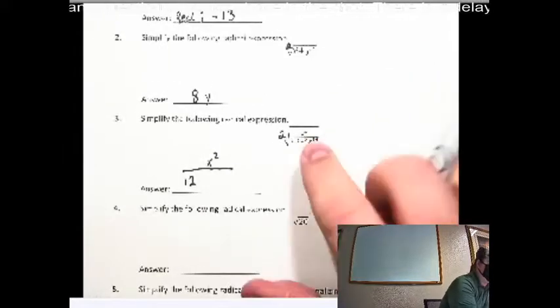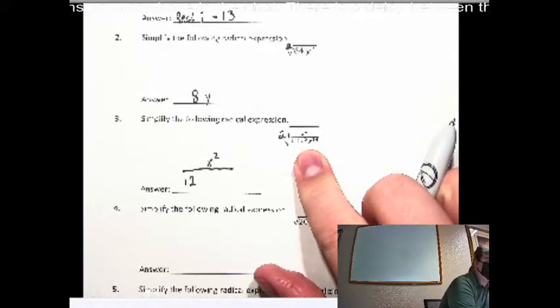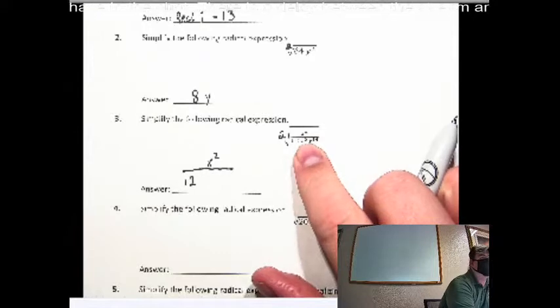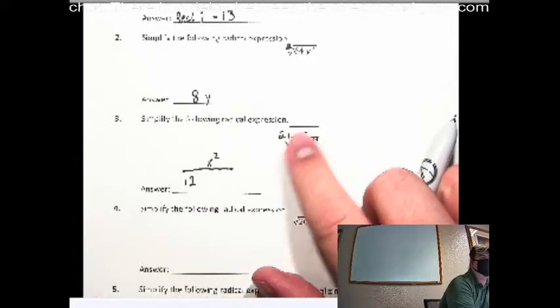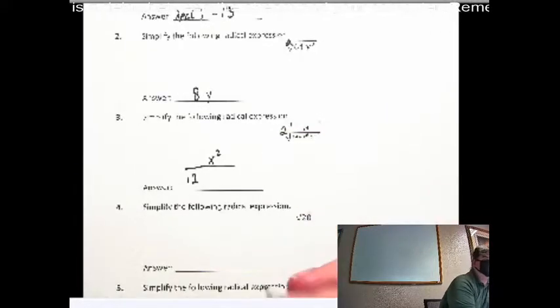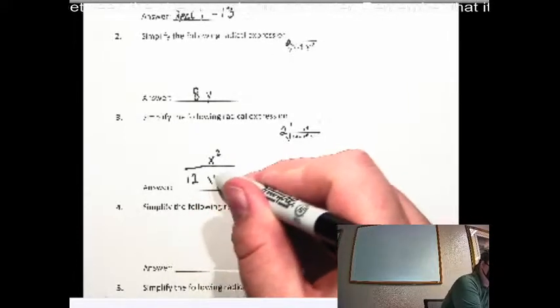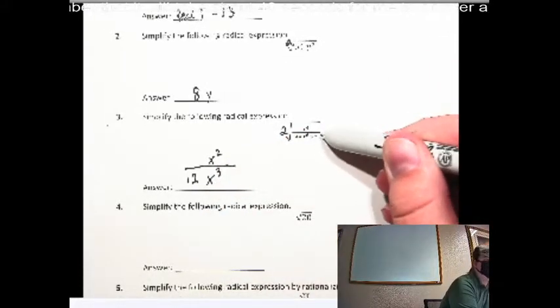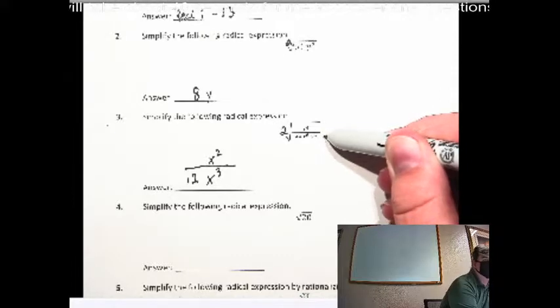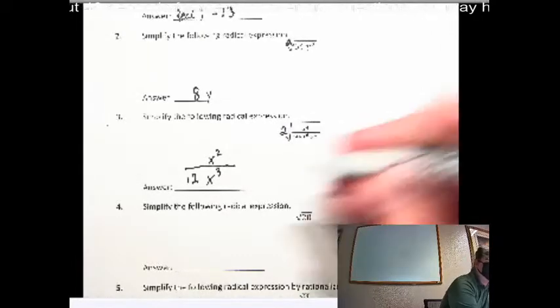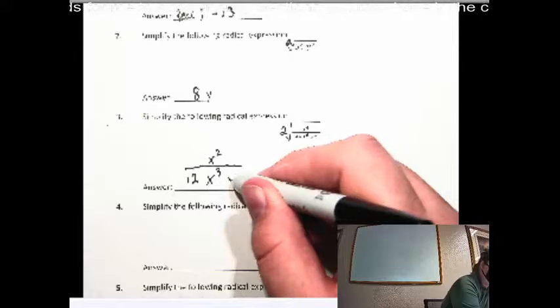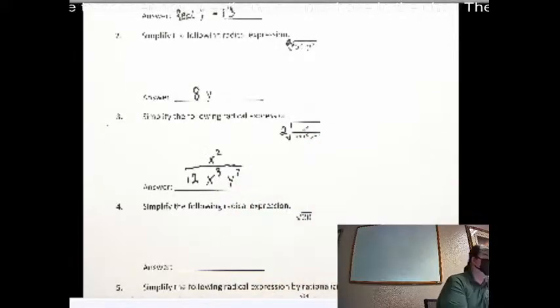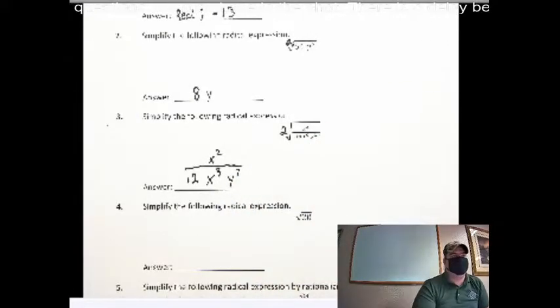So we have 12. Then we have x to the 6th down here. So again, we're going to take that power and divide it by the type of root. So we have x to the what now? X to the 3rd, yeah. 6 divided by 2 is 3. And then same thing for the y. We have y to the 14th. So 14 divided by 2, we have y to the what? Good.